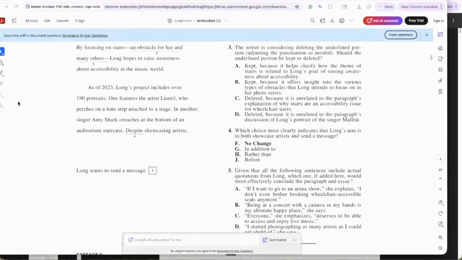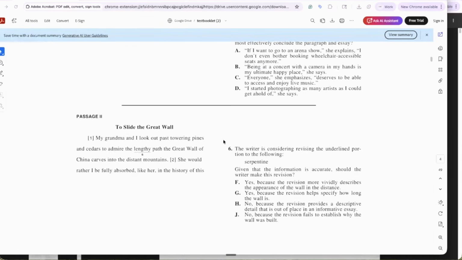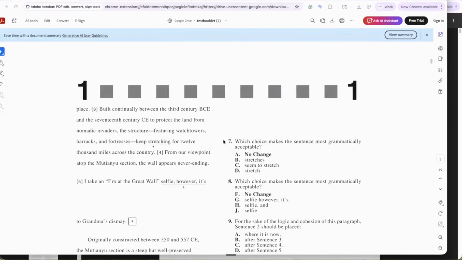Okay, so let's go ahead and do another example of these major hints, and we'll go ahead and scroll down. So this is the release April 2026 ACT.